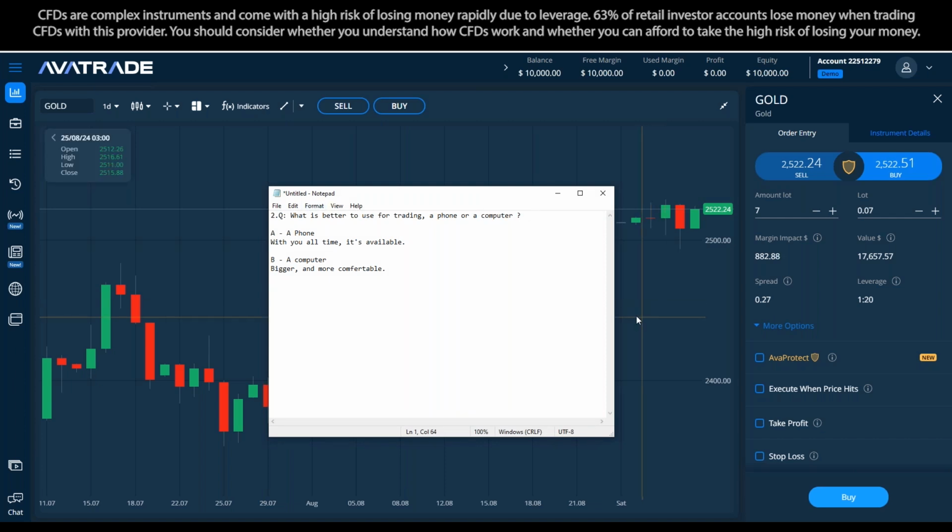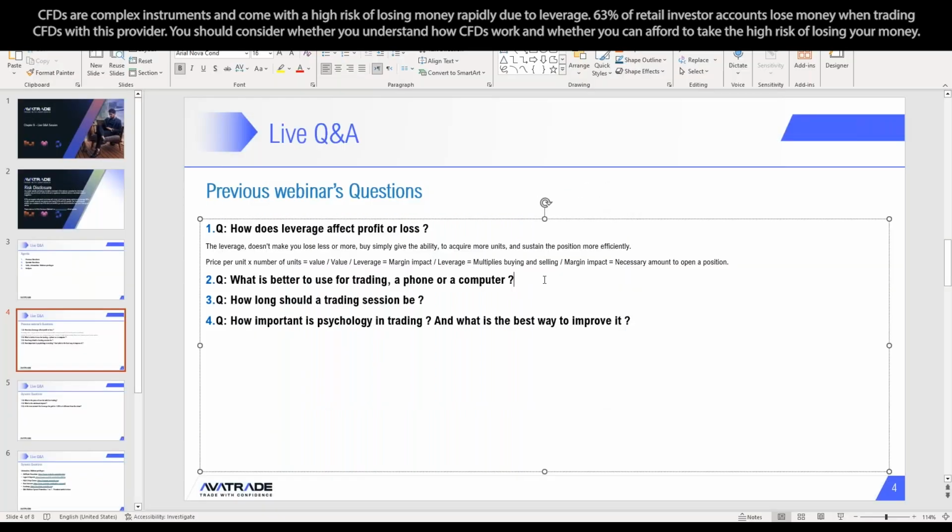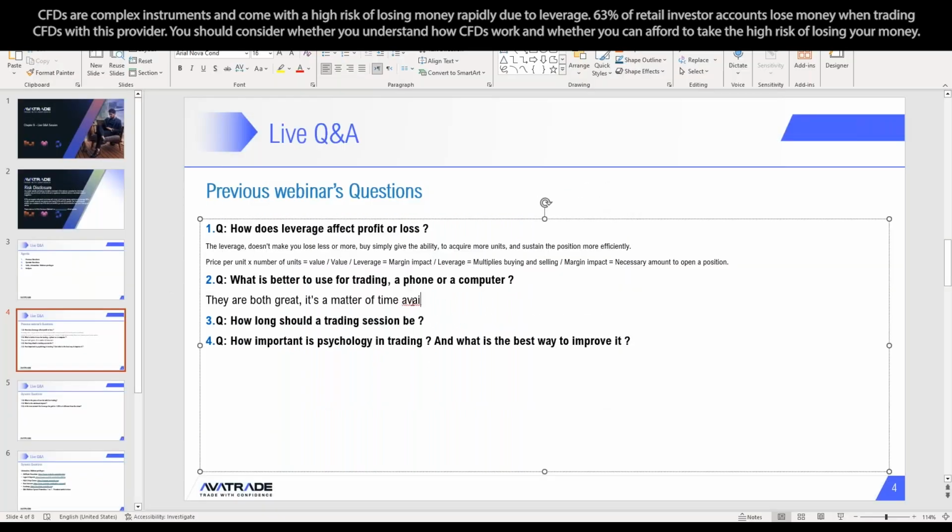So what is better to use for trading, a phone or a computer? They are both great. It's a matter of time, availability, technology taste, and interface.